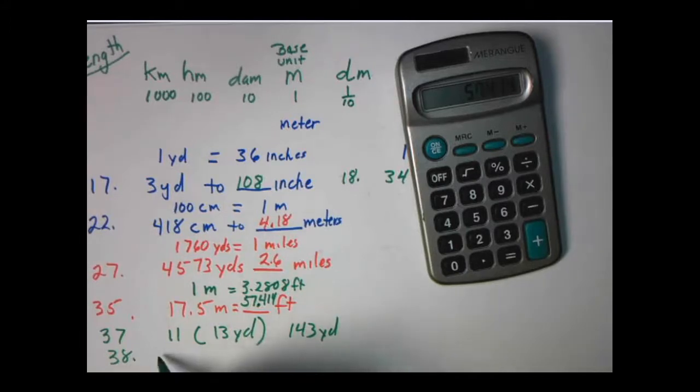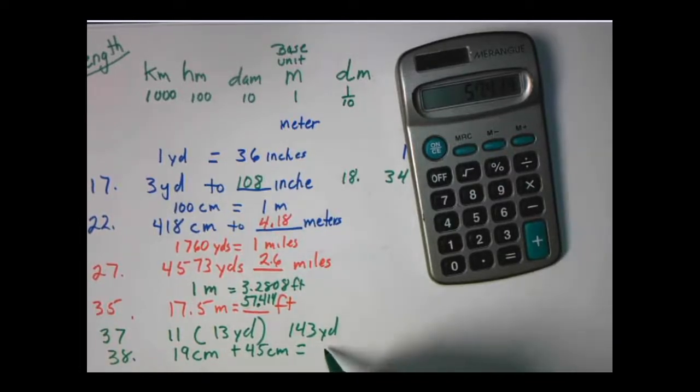38, right next to it, I have 19 centimeters plus 45 centimeters gives me 64 centimeters. Okay, there's no tricks, no weird stuff here, as long as they are common units. I have centimeters, centimeters. Well, what if they're not common units? We're going to have to make them common units.